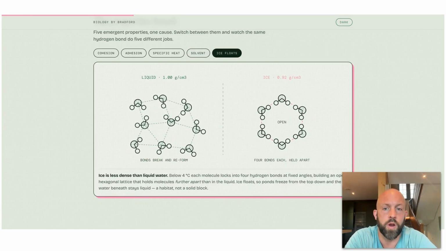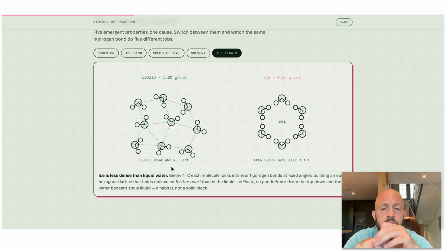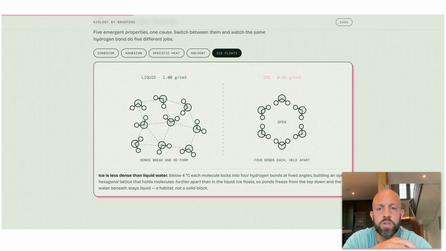And ice floats. Why does it float? Well, in a liquid state, the water molecules will move around and the distance between the hydrogen bonds is different and the hydrogen bonds will come and go. This is not the best animation here. It would be nice if these faded in and out. But what's always good about a slightly subpar animation is that we can critically analyze it like that.